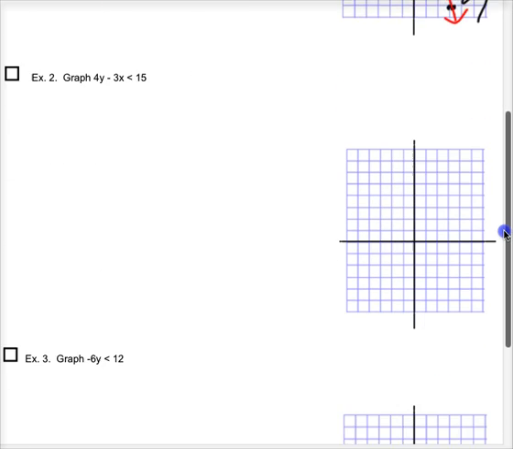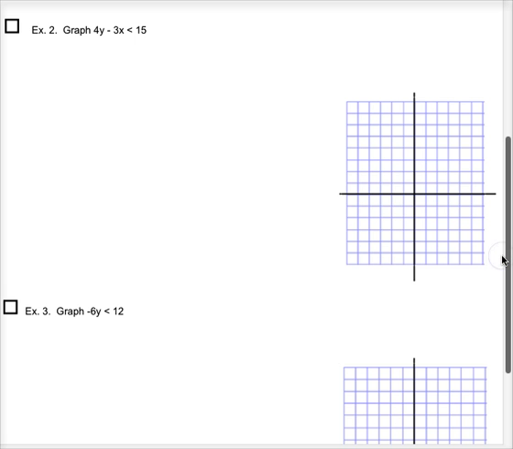So continuing right along. So graph 4y minus 3x is less than 15. Now, to make this problem more doable, because I don't like having fractional y-intercepts, why don't you guys go in, just change that to a 16 for me, please. Okay, again, I want this to turn out to be nice numbers. So, if you would please change that to a 16 for me.